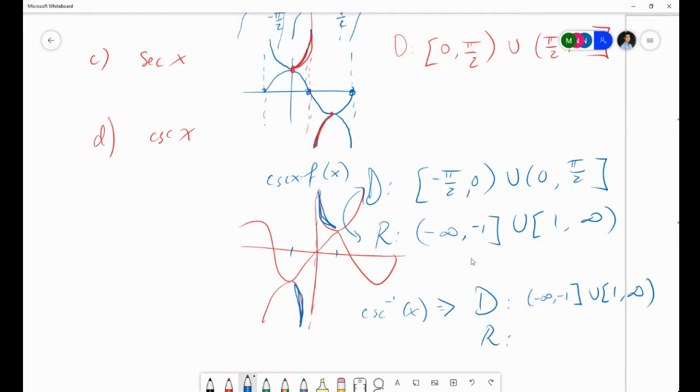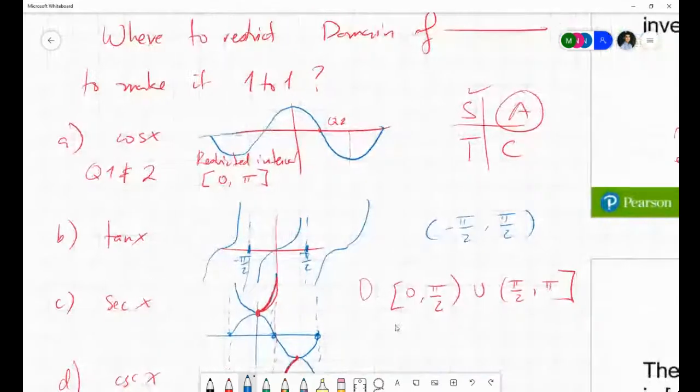And our range will be the domain of the cosecant function that we restricted it to, pi over 2. Okay. And then it's very similar for these other ones here.